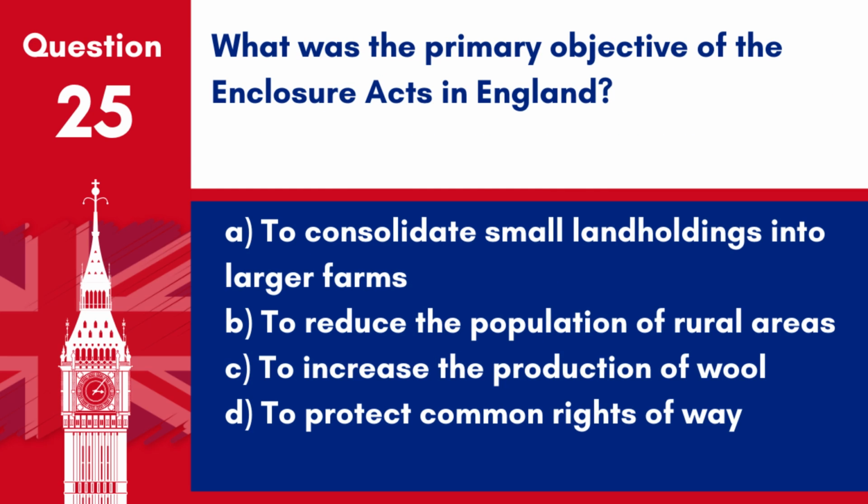Question 25. What was the primary objective of the Enclosure Acts in England? A. To consolidate small landholdings into larger farms. B. To reduce the population of rural areas. C. To increase the production of wool. D. To protect common rights of way.